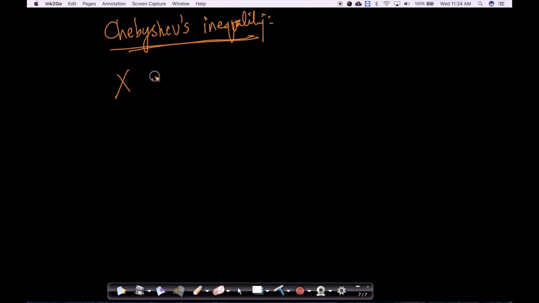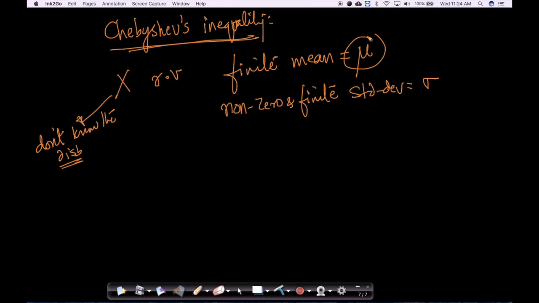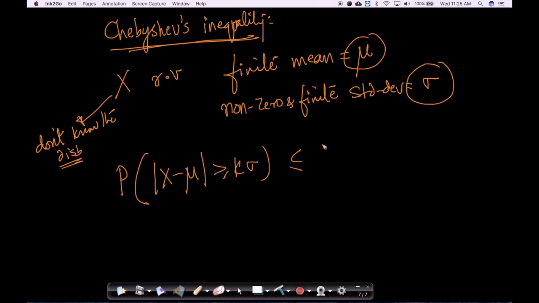So if X is a random variable with finite mean, which is mu, and non-zero and finite variance and finite standard deviation, which is sigma, and I don't know the distribution of X, but I know the mean and standard deviation are finite, and the standard deviation is non-zero, then the probability that the absolute value of X minus mu lies between k sigma is less than or equal to 1 by k square.